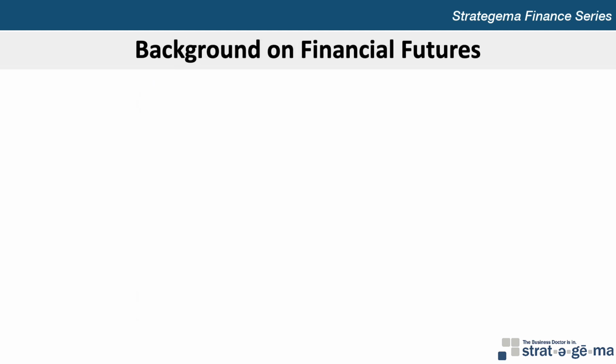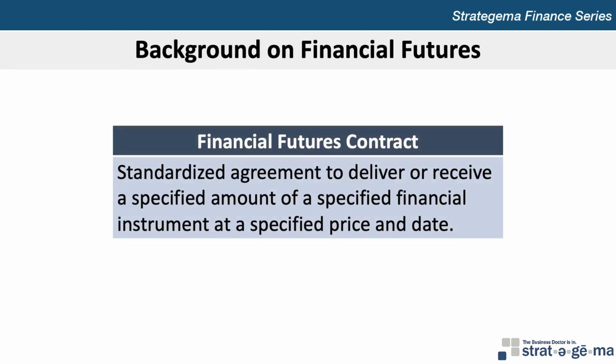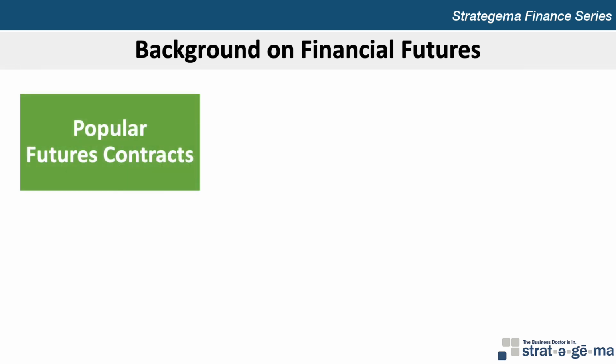Let's start with some background on financial futures. A financial futures contract is a standardized agreement to deliver or receive a specified amount of a specified financial instrument at a specified price and date. There are 2 popular types of futures contracts: interest rate futures and stock index futures. Interest rate futures contracts are on debt securities such as treasury bills, treasury notes, treasury bonds, and Eurodollar CDs.